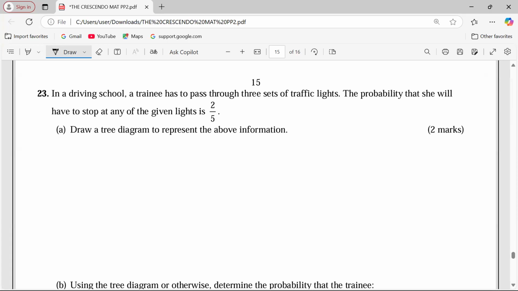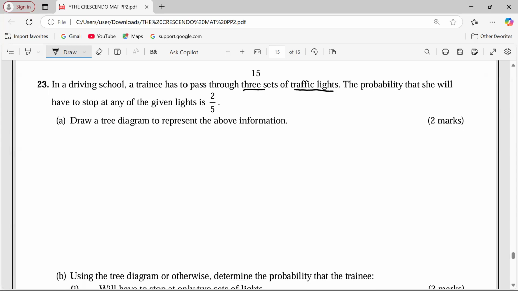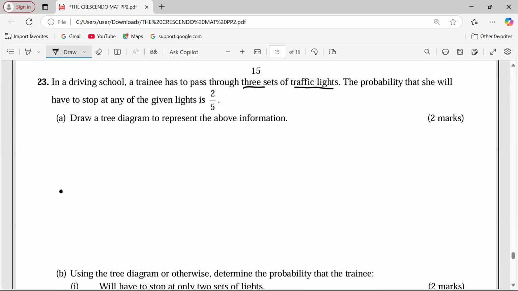She will pass through 3 sets of lights, and they must be 3. Then the probability of stopping is 2 out of 5. For the 3, which are independent, we can start with the first one. Stopping is 2 over 5, which means not stopping is 3 over 5, because stopping and not stopping are mutually exclusive events, and their probability should add up to 1. In the second, we can have a stop or no stop. This one is independent, so the probability is 2 over 5, and not stopping, 3 over 5.